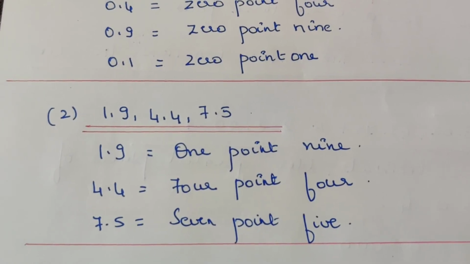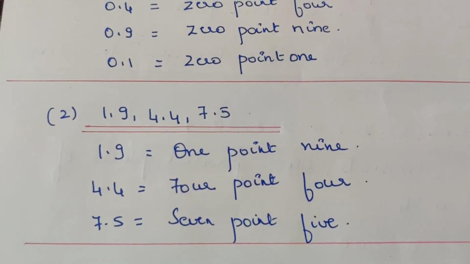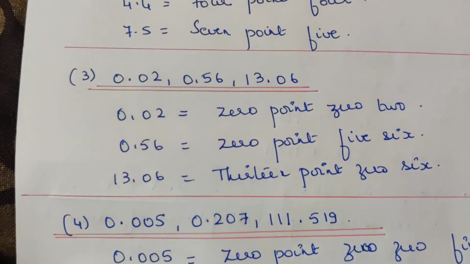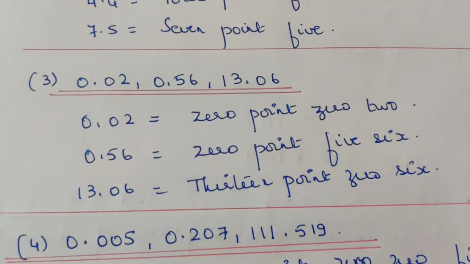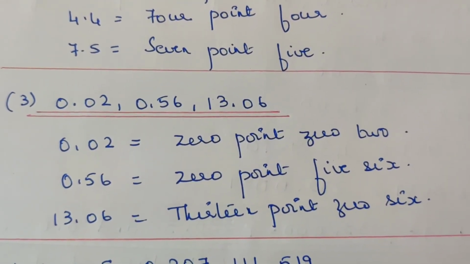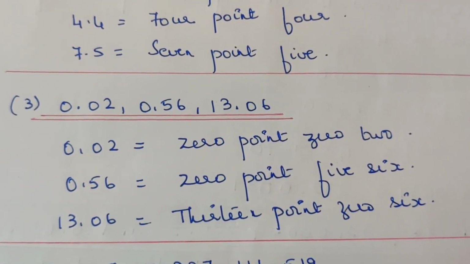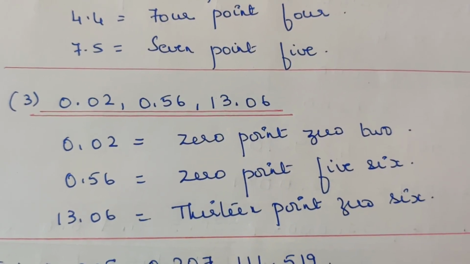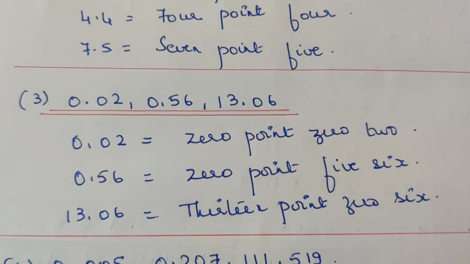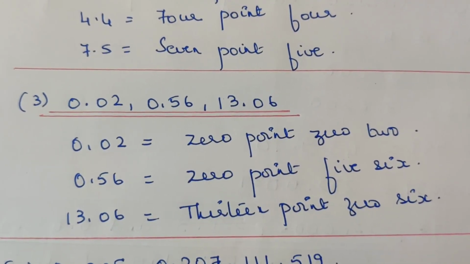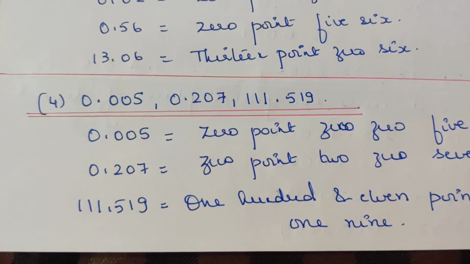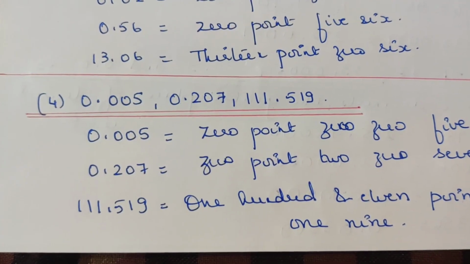These are all sums where you can score, so just don't miss them. 0.02, 0.56, 13.06. The way you say it, you write it. Now 0.005, 0.207, 111.59.